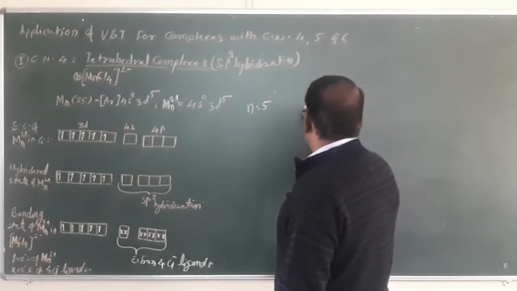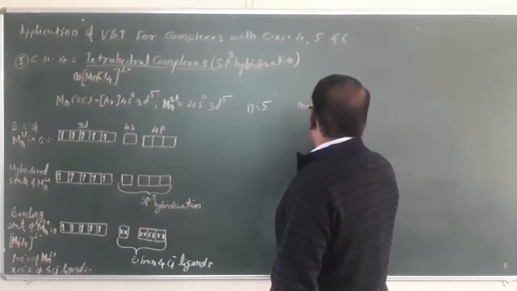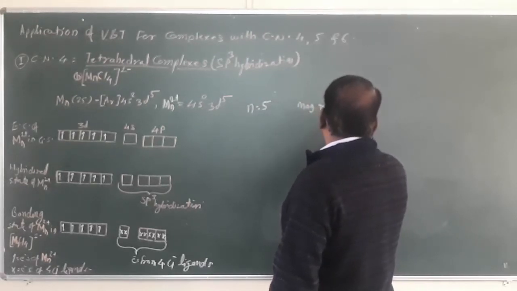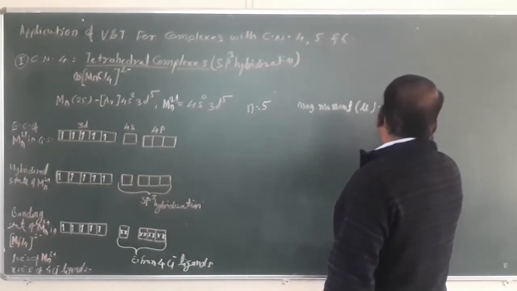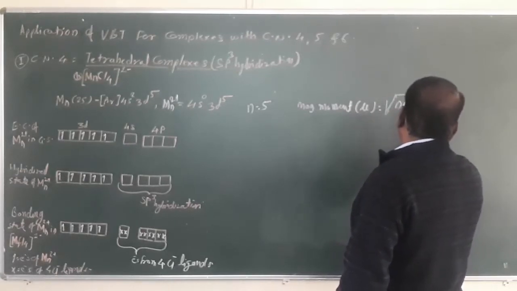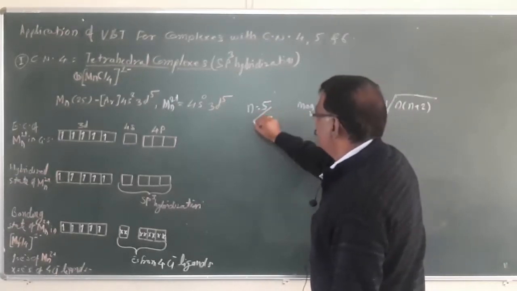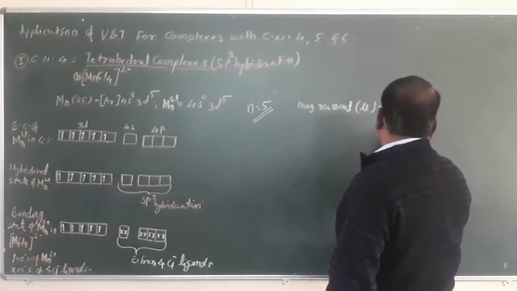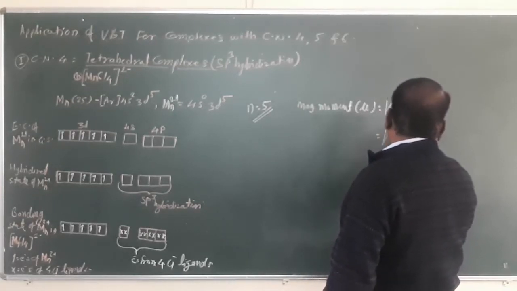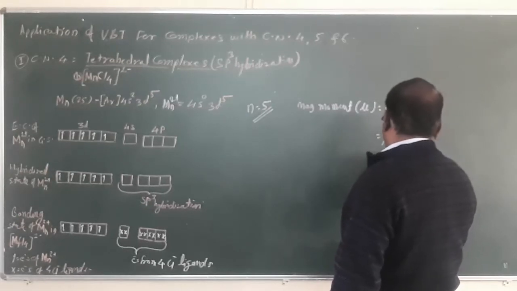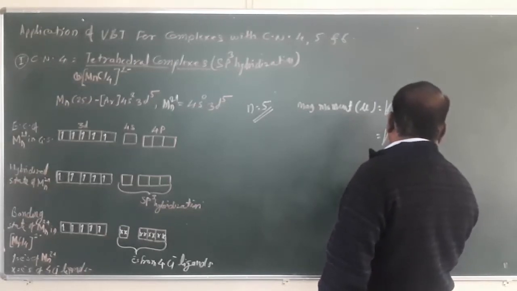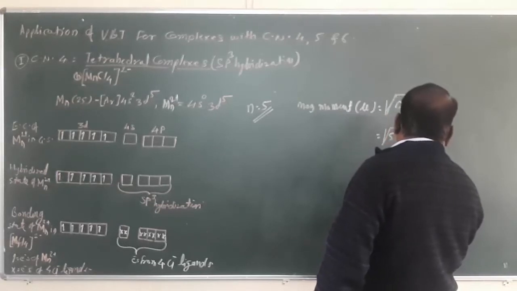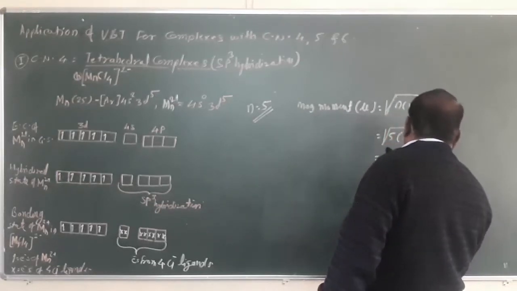The magnetic moment mu is equal to the square root of n(n+2). Here n is equal to 5, so the solution is the square root of 5(5+2), which is equal to the square root of 5 into 7, equal to the square root of 35. It is equal to 5.95 Bohr magneton.